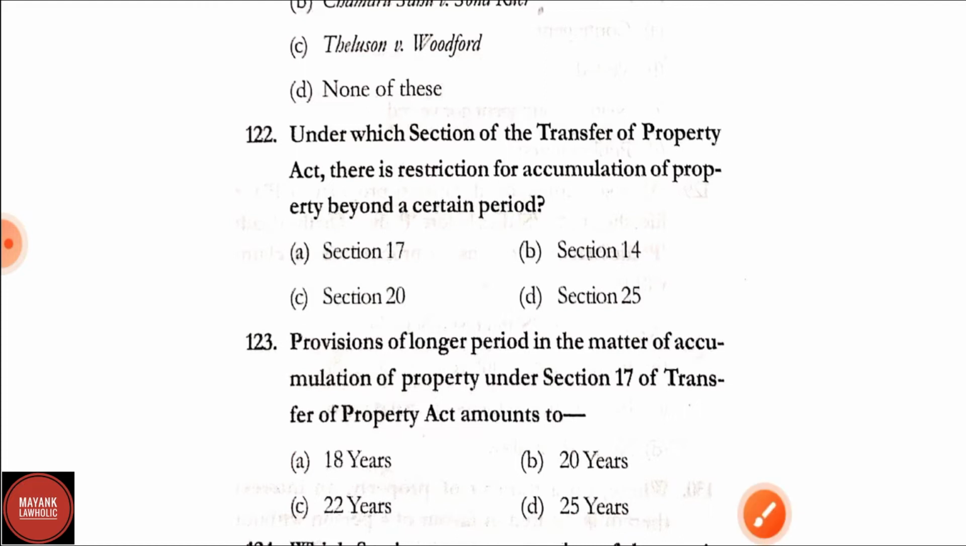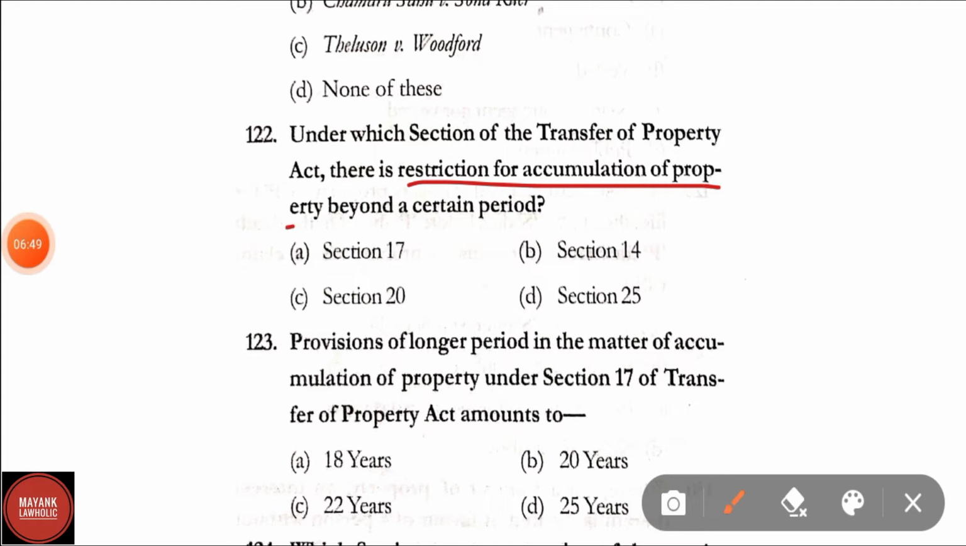Question number 122. Under which section of the Transfer of Property Act is there a restriction for accumulation of property beyond a certain period? Options are section 17, section 14, section 20, section 25.